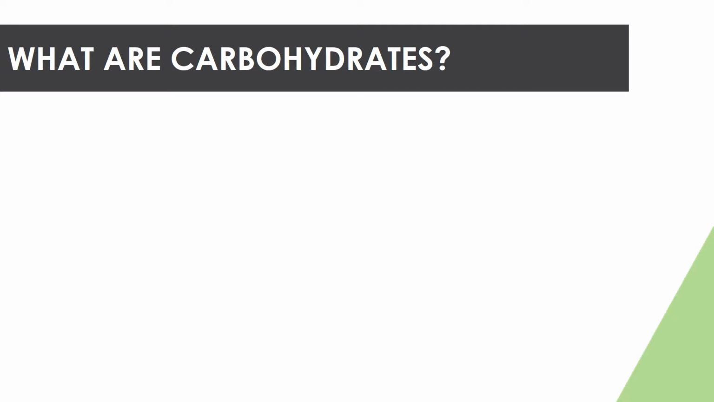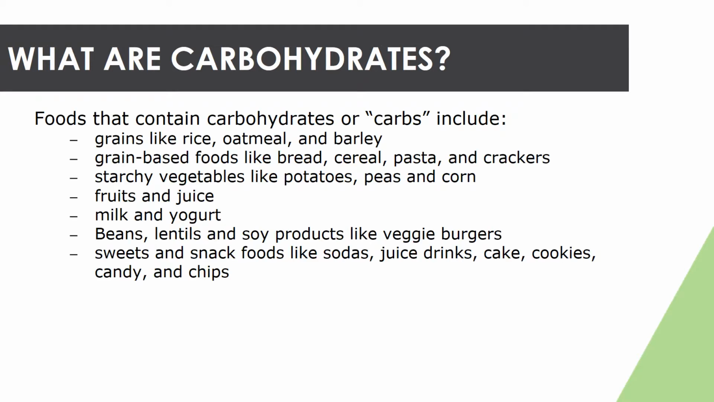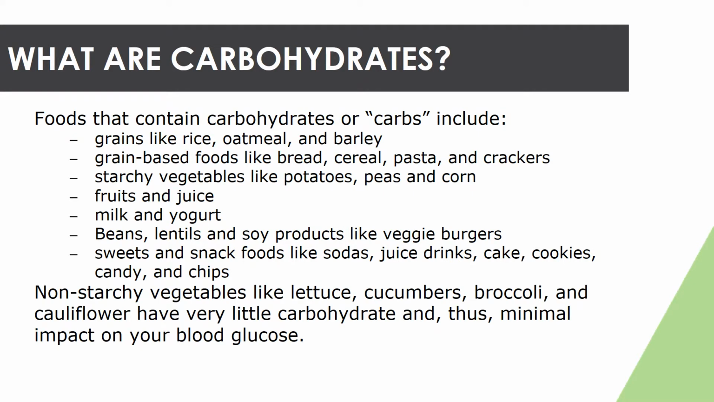So what are carbohydrates? Foods that contain carbohydrates, or carbs, include grains like rice, oatmeal, and barley, grain-based foods like breads, cereals, pasta, and crackers, starchy vegetables like potatoes, peas, and corn, fruits and juice, milk and yogurt, beans, lentils, and soy products like veggie burgers, sweets and snack foods like sodas, juice drinks, cakes, cookies, candy, and chips. Now, non-starchy vegetables like lettuce, cucumbers, broccoli, and cauliflower have very little carbohydrate and thus minimal impact on your blood sugars.